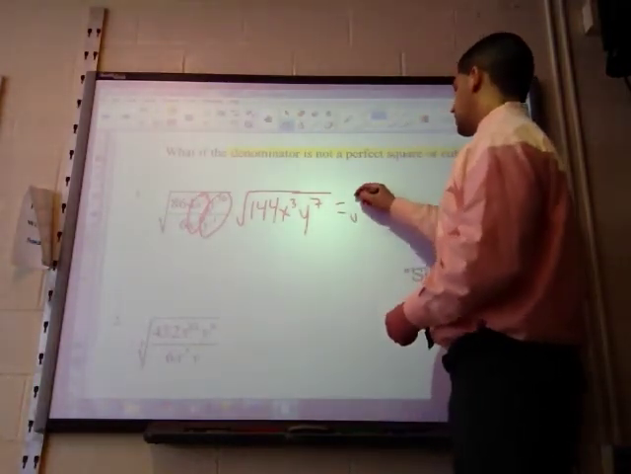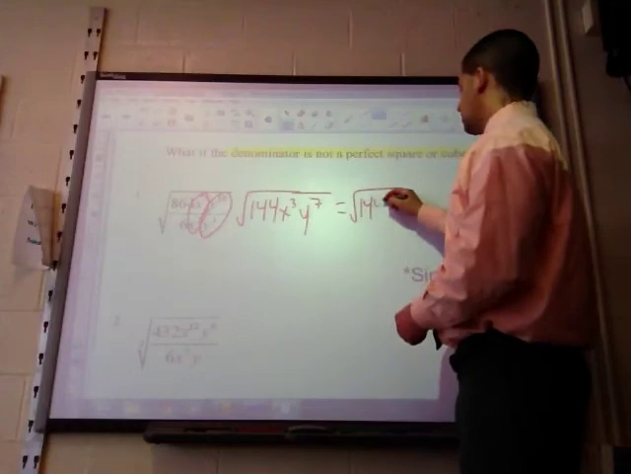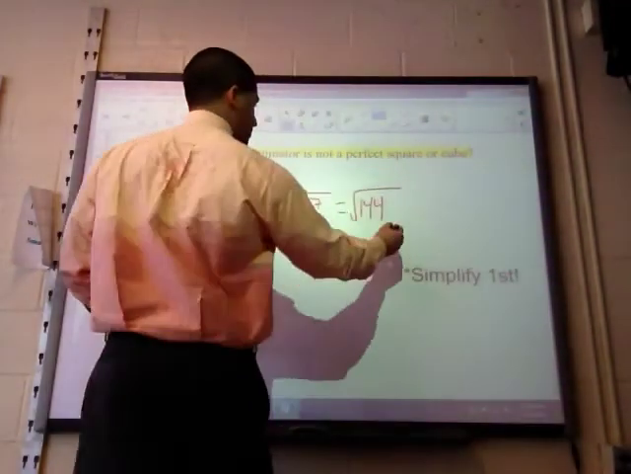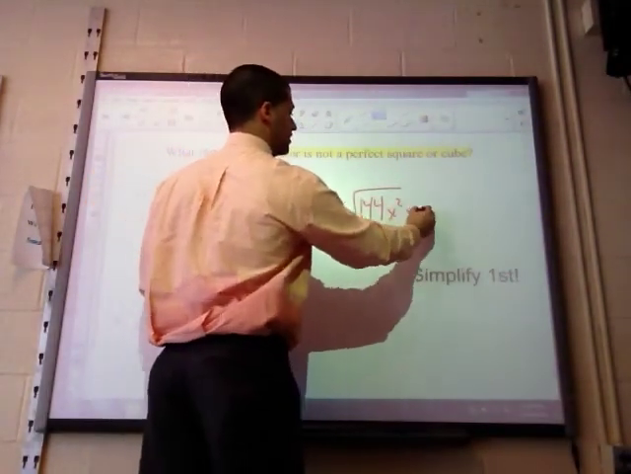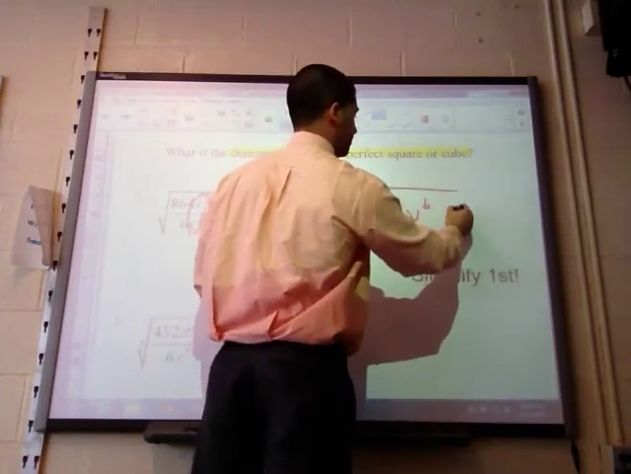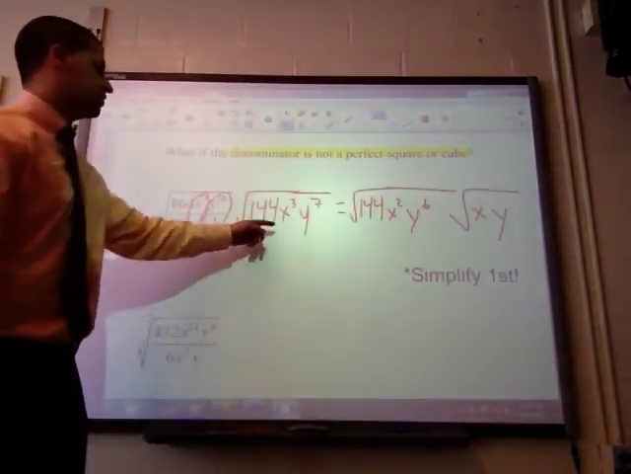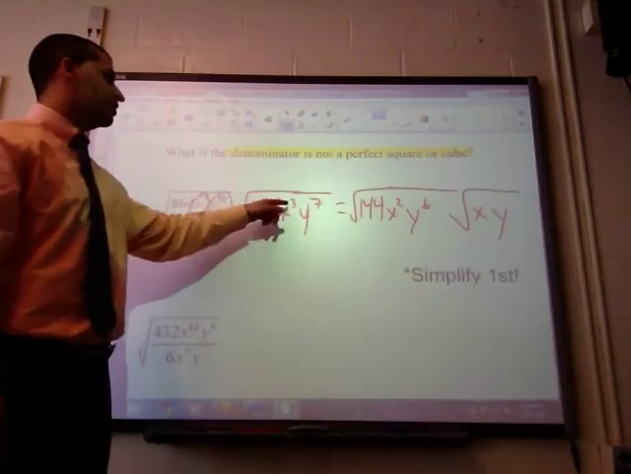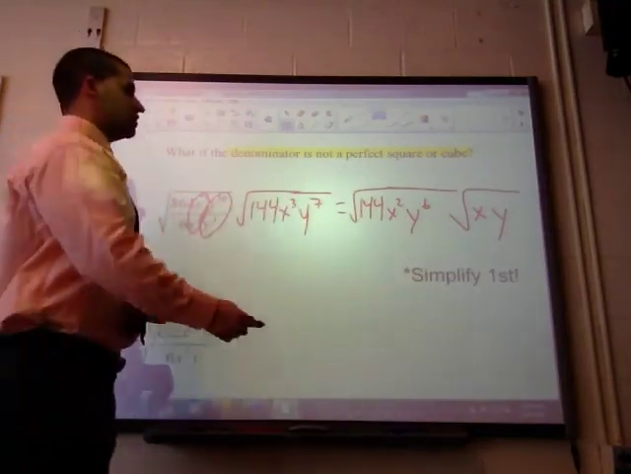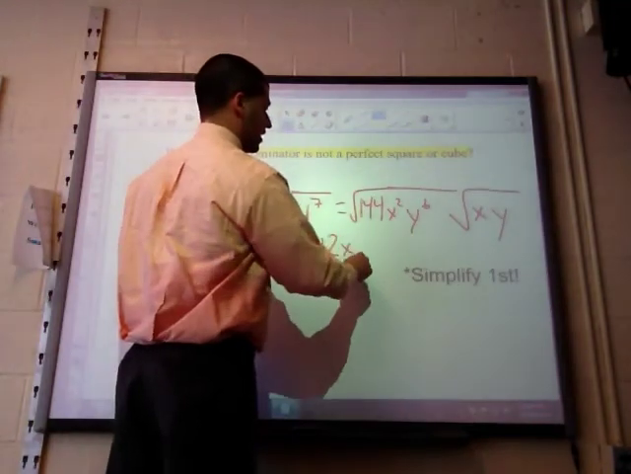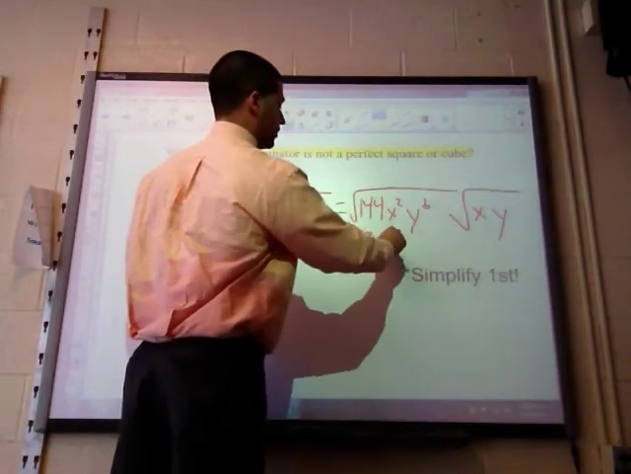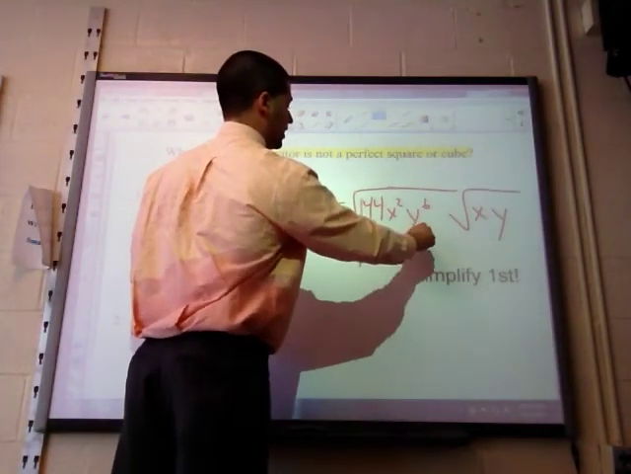So our perfect squares are 144, x squared, y to the 6th. And we are left over with an x and a y, right? Because these are not even numbers, and since it's square root, we want it to be divisible by 2. Simplify this, you get 12x, y to the 3rd, radical x, y.